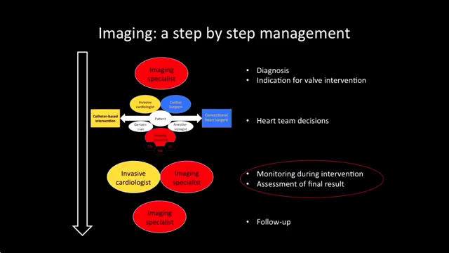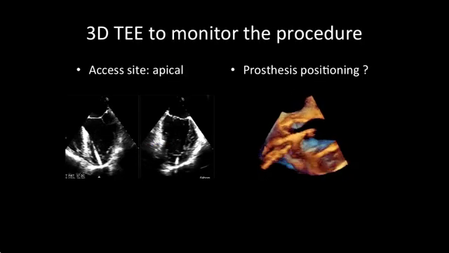Finally, we routinely use transesophageal echo monitoring during the procedure. TEE can guide the apical puncture and transapical approach by simple biplane imaging of the apex. The transesophageal echo can help to position the undeployed prosthesis across the annulus, after which the procedure is mainly performed under fluoroscopic guidance only.